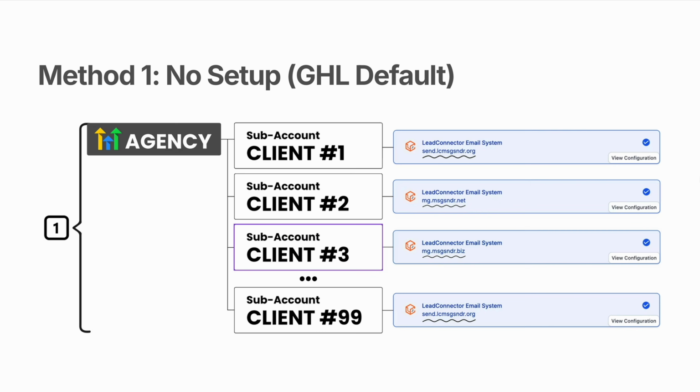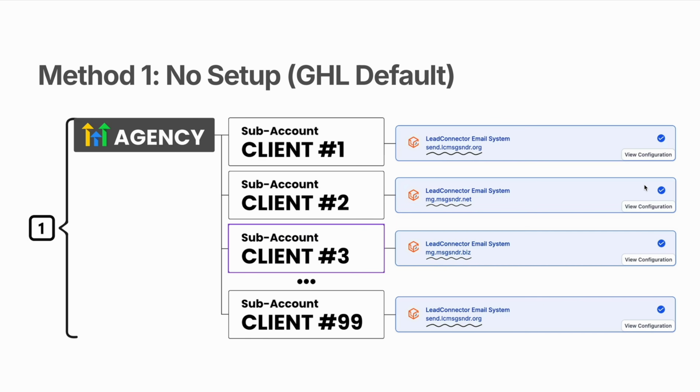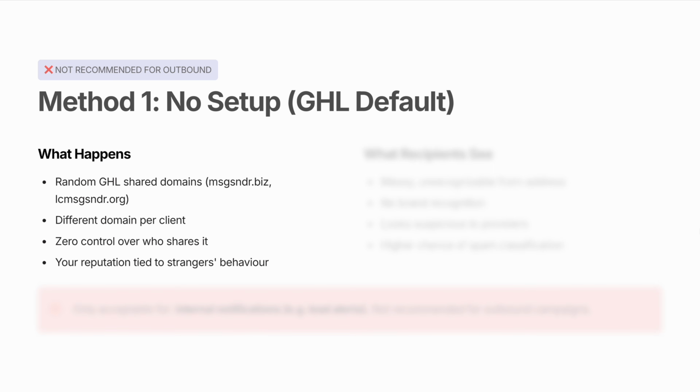We leave everything default and HighLevel sends our emails from their shared system. Look at this. Client 1 is sending from one domain, client 2 from another, client 3 from a different one again. These are all random HighLevel domains, and we have zero control over who else is using them. It could be hundreds or thousands of other people, and some of them can be spammers.